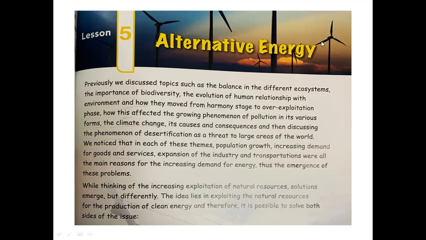is alternative energy. Previously, we discussed the balance of different ecosystems and the importance of biodiversity, the evolution of the human relationship with the environment and how it moved from a harmony stage to an overexploitation phase, the growing phenomena of pollution in its various forms, climate change, its causes and consequences, and then desertification and the threat it poses to large areas of the world. We noticed that in each of these themes, population growth, increasing demand for goods and services, and expansion of industry and transportation were the main reasons for the increasing demand for energy. Thus, the emergence of these problems.